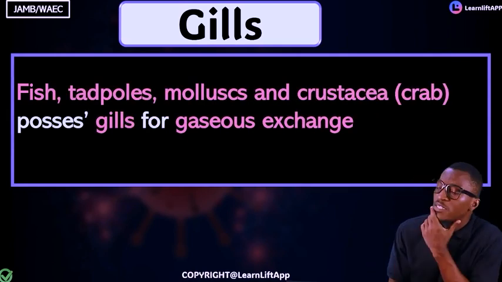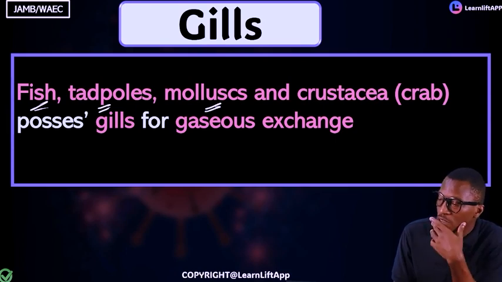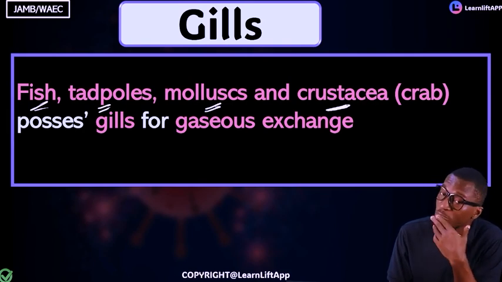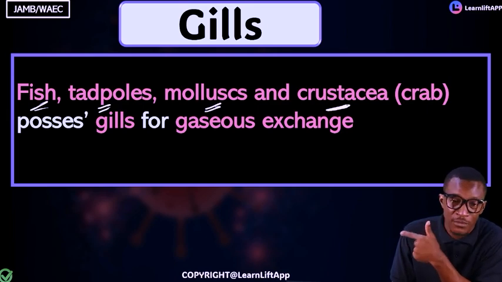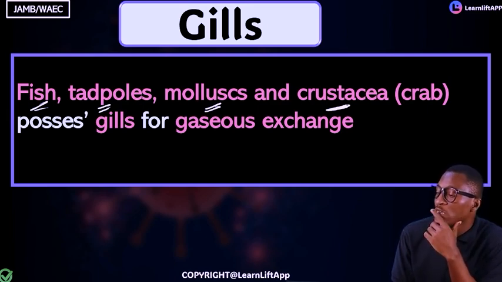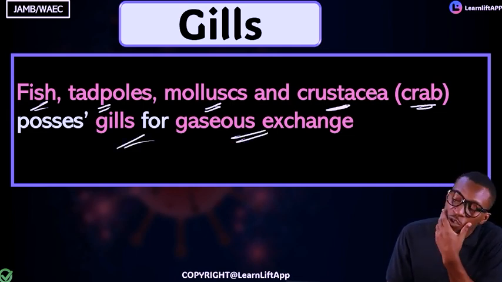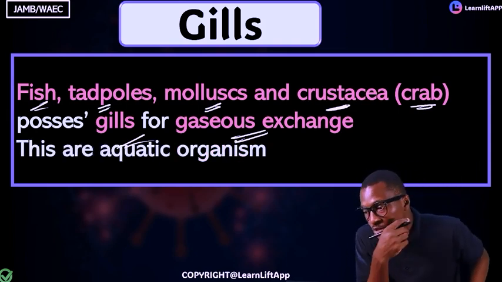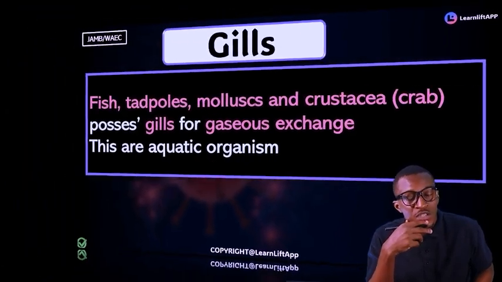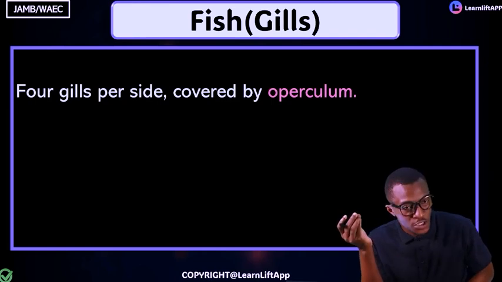Let's now go to gills. Respiration in gills. Take note that your fish, your tadpole, your mollusks, which are your snails, and crustaceans. Now I want to talk about snail, we are being specific. Land snail uses mantle. Now your crustacea, that's your crab, possess gills for gaseous exchange. So your fish, your tadpoles, aquatic organisms, use gills for respiration.